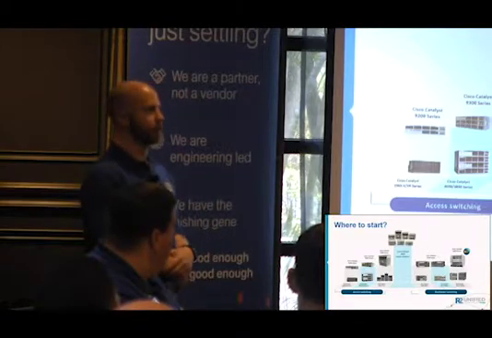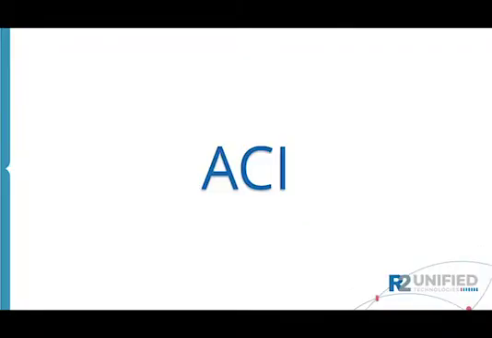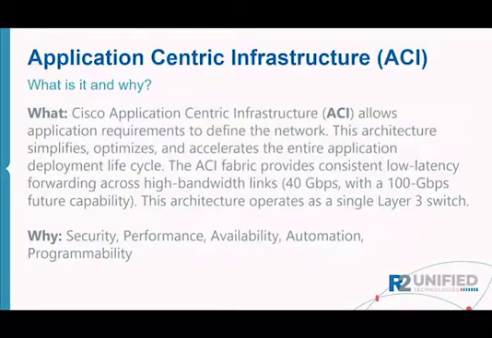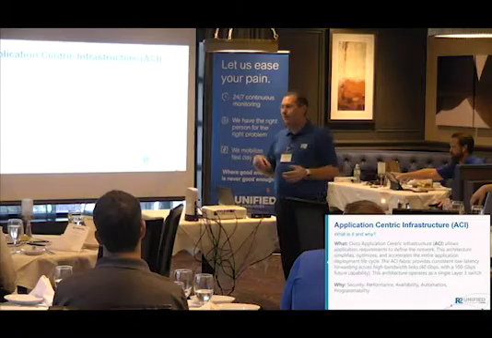ACI, this is for your data center people who came in here saying, I want to learn about how to secure the data center better. So ACI, again, very marketing-centric. Cisco's application-centric infrastructure allows application requirements to define the network. And this is true. This architecture simplifies, optimizes, and accelerates the entire application deployment lifecycle. The ACI fabric provides consistent low-latency forwarding across high-bandwidth links. And last but not least, this architecture operates as a single layer 3 switch. Again, that's a reference to a fabric. The Ys are exactly the same. Security, performance, availability, automation, and more importantly, programmability.